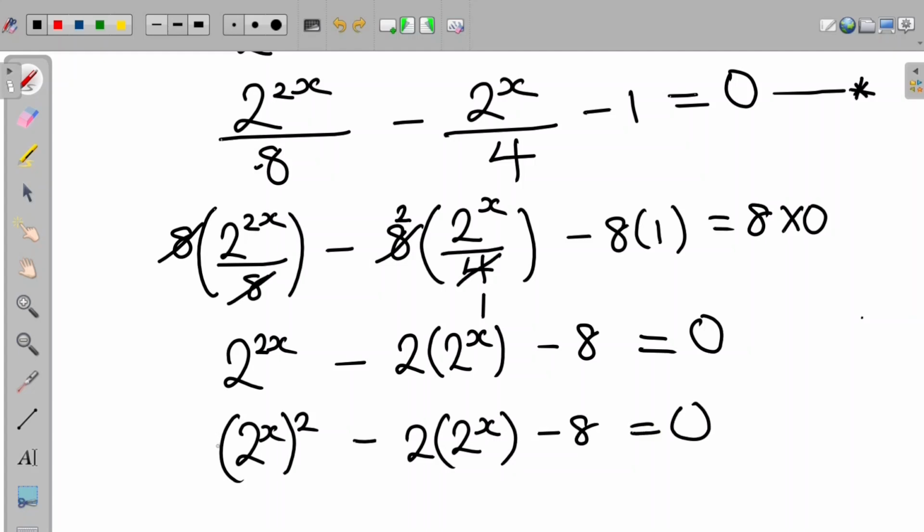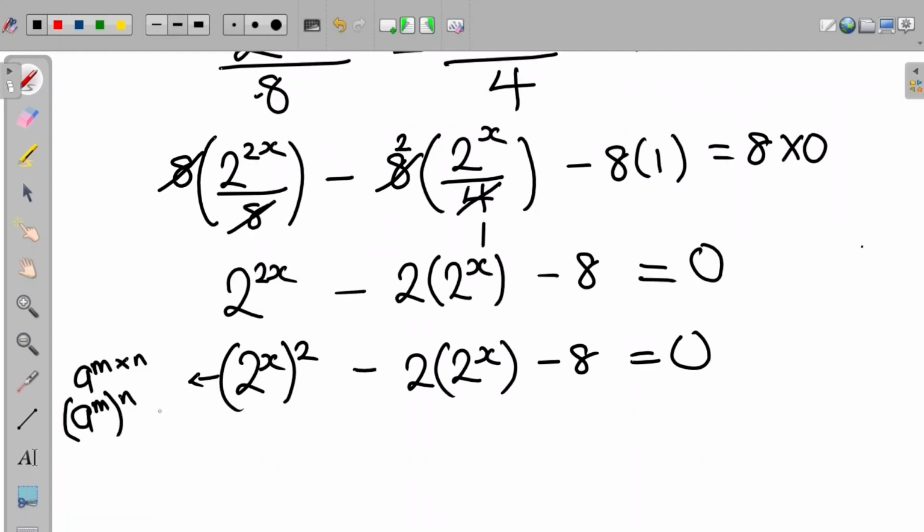Now, let me explain what I did here. Recall that if I have a to the power of m times n, this can also be expressed as a to the power of m, all in brackets to the power of n, or we can have a to the power of n, all to the power of m. So therefore, this is what happened here.